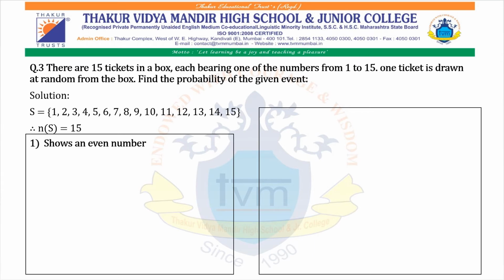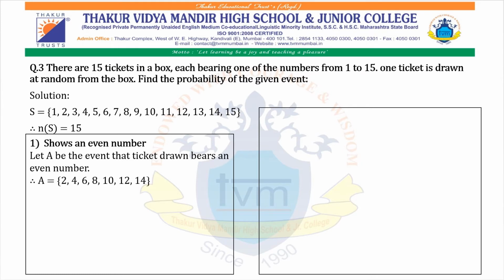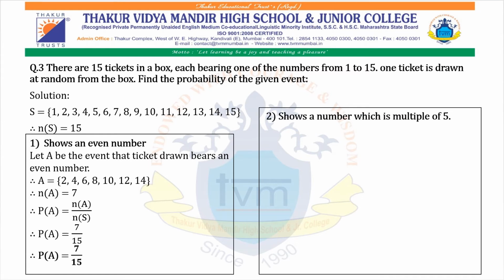Now, let's see the first event, that is shows an even number. Let A be the event that ticket drawn bears an even number. So, A is equal to 2, 4, 6, 8, 10, 12, 14. Therefore, n of A is equal to 7. Therefore, P of A is equal to n of A upon n of S, that is 7 upon 15. Therefore, P of A is equal to 7 upon 15.